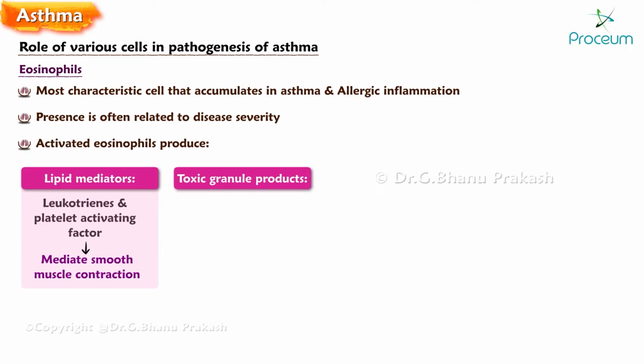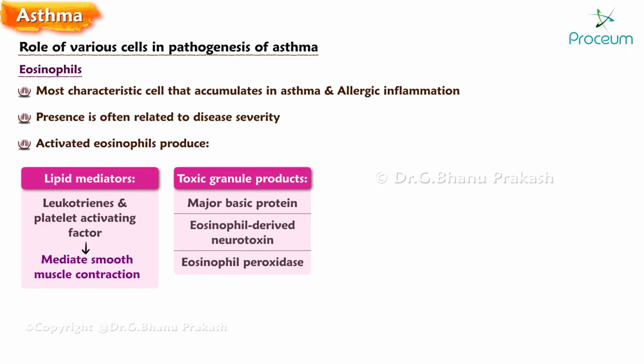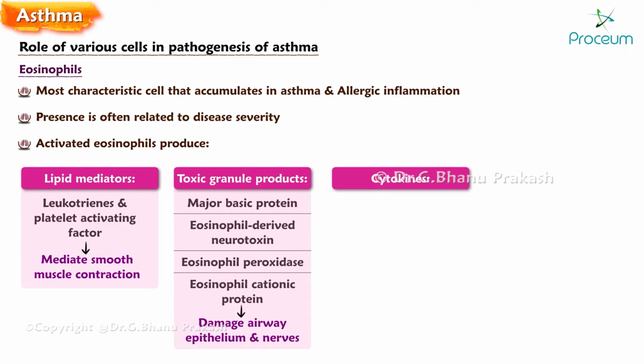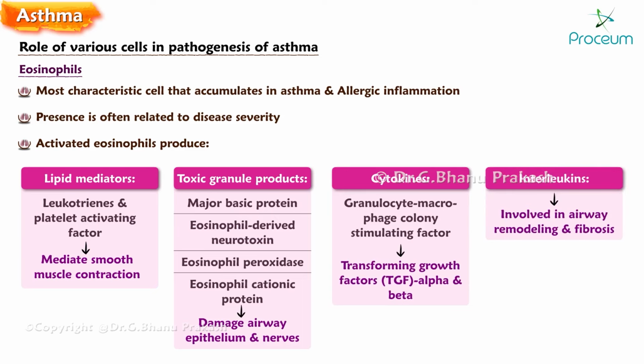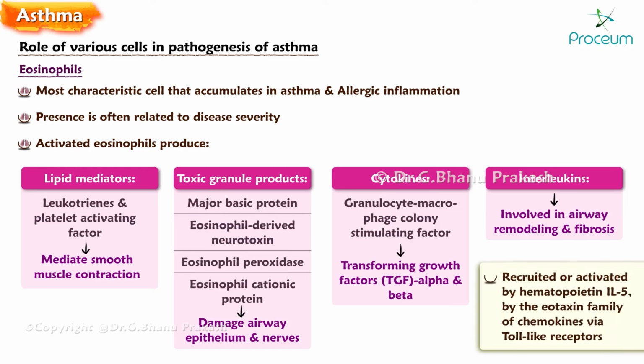Toxic granule products, e.g. major basic protein, eosinophil-derived neurotoxin, eosinophil peroxidase, or eosinophil cationic protein that can damage airway epithelium and nerves. And cytokines, such as granulocyte macrophage colony stimulating factor, transforming growth factors alpha and beta, and interleukins that may be involved in airway remodeling and fibrosis. Eosinophils are recruited or activated by the hematopoietin interleukin-5, by the eotaxin family of chemokines via the eosinophil selective chemokine receptor CCR3, and by toll-like receptors.